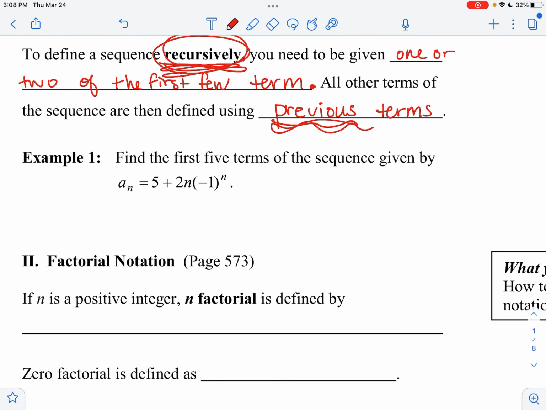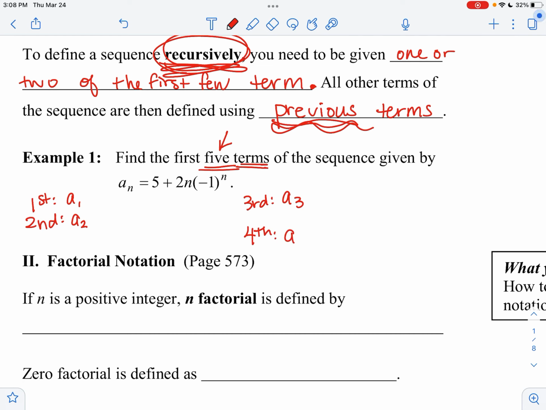So, for example, to find the first 5 terms of the sequence, here's what we know. The first term, we call that A1. The second term, we call that A2. The third term, A3. The fourth term, A4. And the fifth term, A5. So here's what we're going to do. To find them, we're going to use our formula, but instead of n, we're going to plug in n is 1 for our first term.